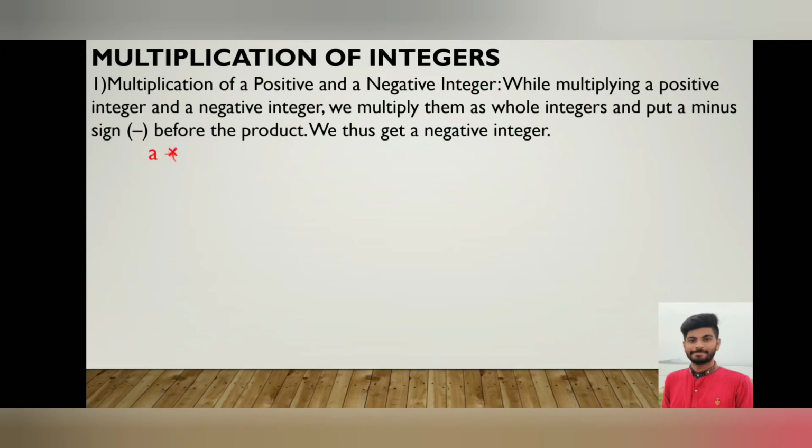For example, a multiply with minus b is equal to minus a multiply with b. We can change the sign of any integer. If any one of them is minus, then our answer will be minus. Okay, let's see an example. Minus 2 multiply with 3 is equal to minus 6. And if we multiply 3 with minus 2, we will also get minus 6. In both the cases, one negative number is there, so we will get the negative answer.